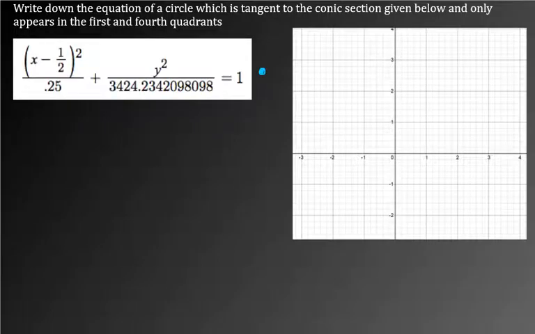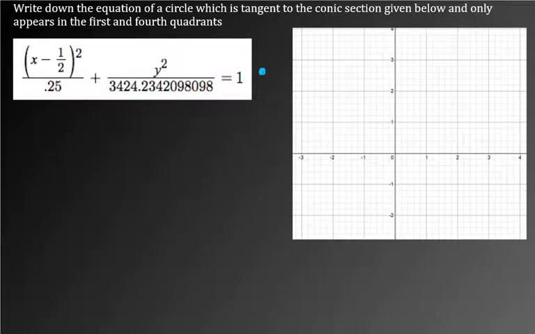All right. This is more of what I mean by a weirder type of question. So we've got a very weird, this is an ellipse, right? Because 0.25 here is positive, and this is positive. But 0.25 is not the same as 3,424 point blah blah. So this is an ellipse centered at 1/2, 0 with some pretty weird A's and B's. Or maybe a weird B, but not such a weird A.